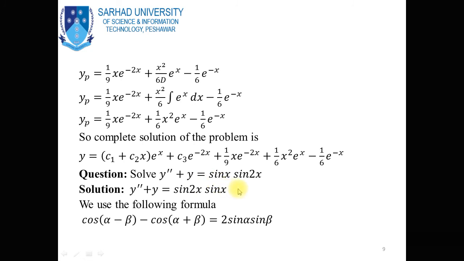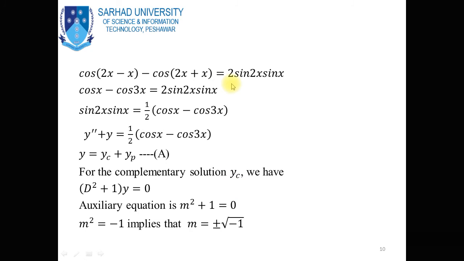we can write sin 2x sin x: cos(2x - x) - cos(2x + x) = 2 sin 2x sin x, that is, cos x - cos 3x = 2 sin 2x sin x. So sin 2x into sin x is equal to 1/2 (cos x - cos 3x). Now the given differential equation can be written as y'' + y = 1/2 (cos x - cos 3x).